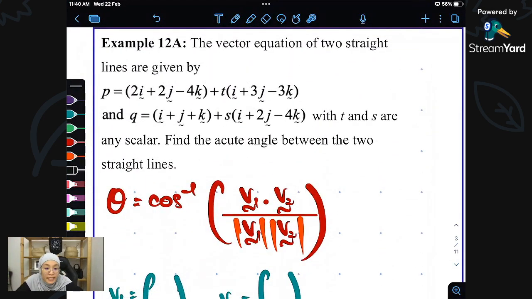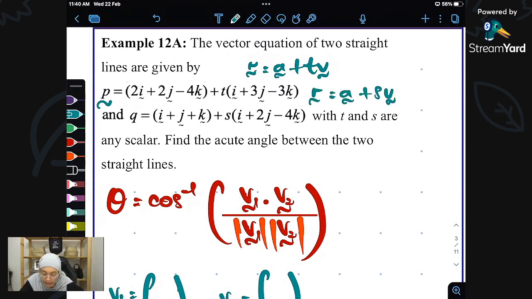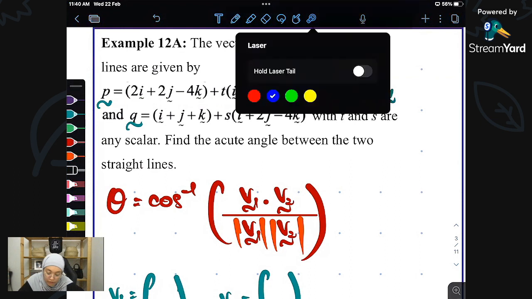So the vector equations of these two straight lines are given by r equals 2i plus 2j minus 4k plus t times (1i plus 3j minus 3k). So basically this is the form r equals a plus tb. Why is that? Because you see two different equations of line. These two are equations of line. So you don't panic. Both of these are the equation of line.